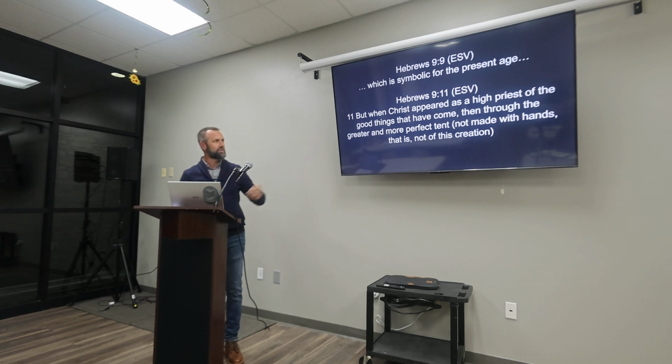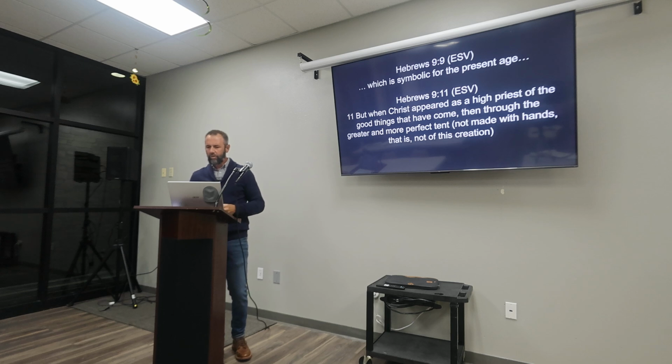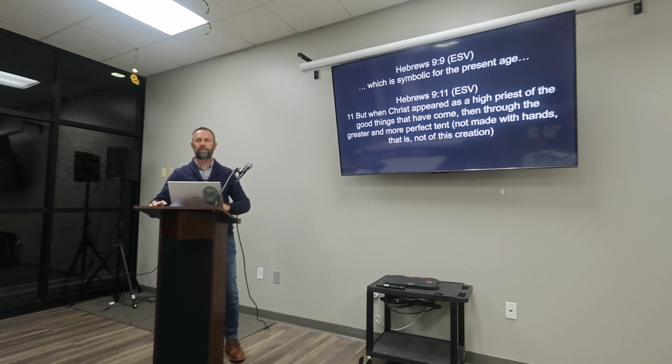It's remarkable. And then he goes on to say, but, and he's contrasting here, of course, when Messiah appeared as a high priest of the good things that have come, then through the greater and more perfect tent, not made with hands, that is, not of this creation, he entered once for all into the holy places, not by means of the blood of goats and calves, but by means of his own blood, thus securing an eternal redemption. So we'll get into that more.